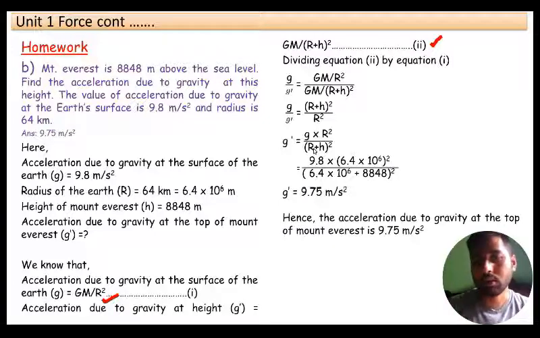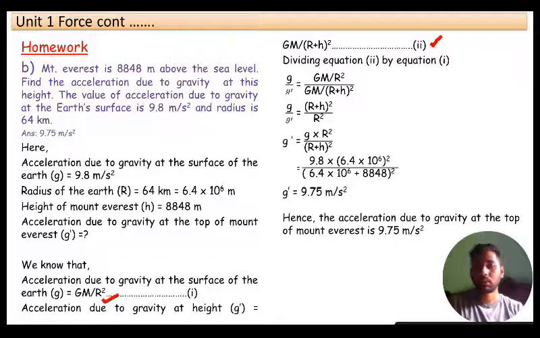Hence, the acceleration due to gravity at the top of Mount Everest is 9.75 meter per second square.